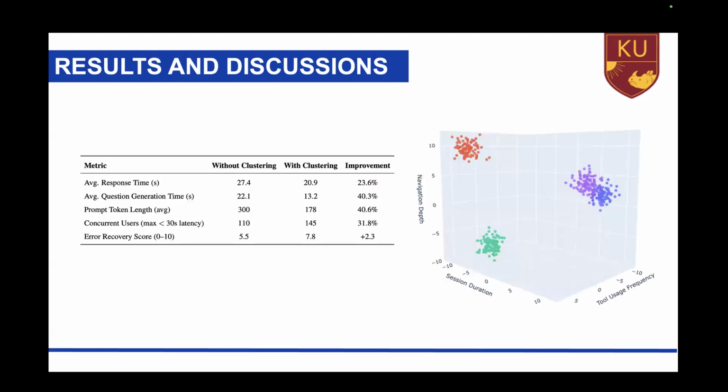Again, here we see that based on the number of prompts, the average responses, the token length, and the concurrent users that we are going to get, we have classified our users into 4 major clusters, and these are the results with and without clustering. Without clustering, the response time was around 27.4 seconds, and with clustering, it got reduced to 20.9, an improvement of 23.6%. The major improvement came in question paper generation and in the prompt token length, with improvements of around 40.3 and 40.6%.